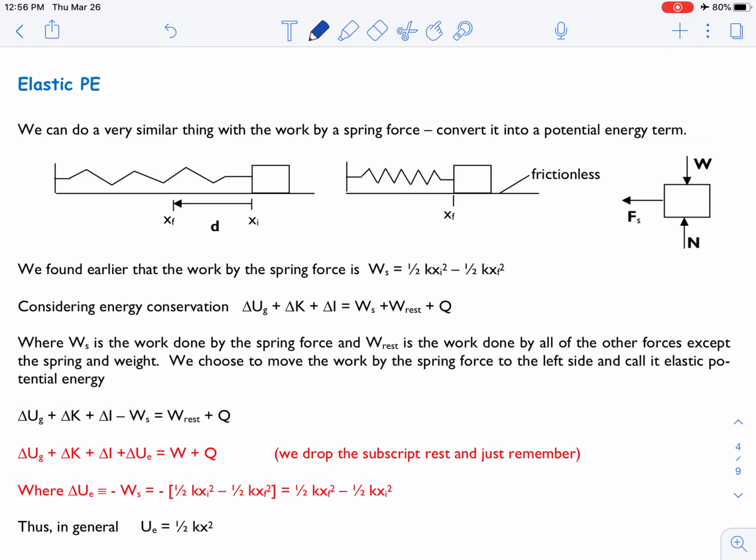The same thing applies to elastic potential energy. Now we are looking at the horizontal spring case. Again, there's a compression from initial to final, and a frictionless surface. And here's the free body diagram.